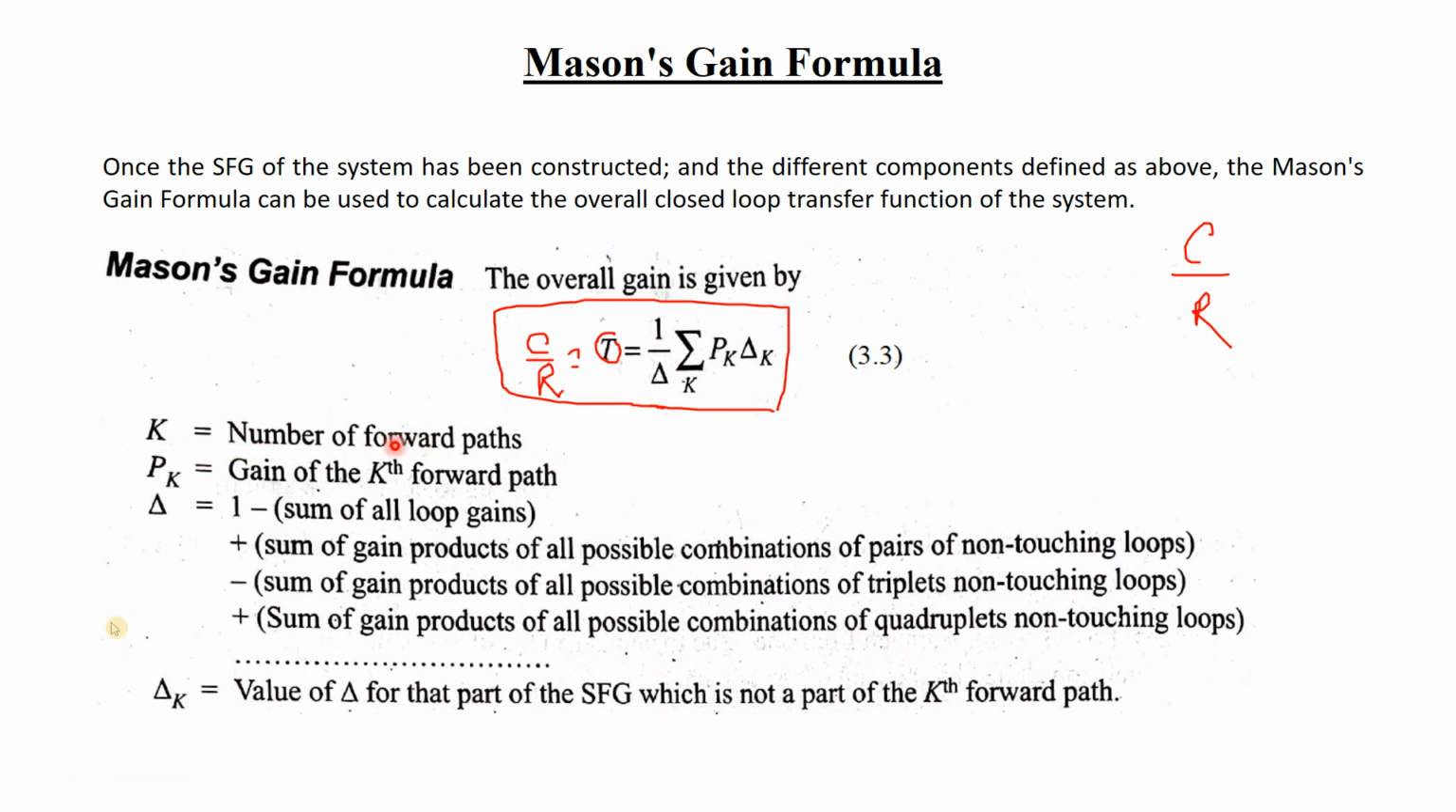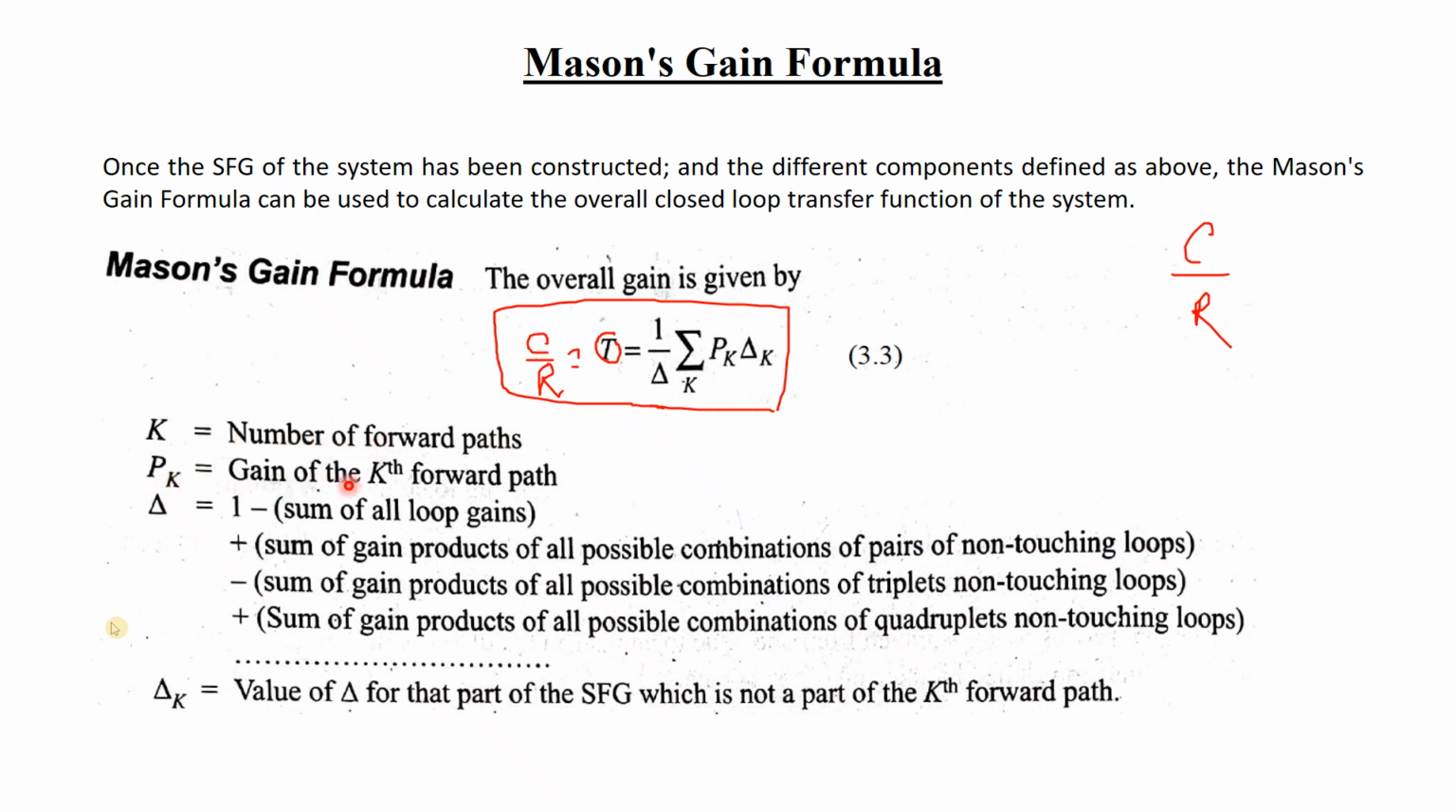Now what is K, what is P, what is delta, that you have to know. Now K means the number of forward paths. That means how many forward paths are there. This is the step 1 you have to write down. That is why I was telling that the first step is how many forward paths are there, the second step is how many loops are there, then how many touching loops and non-touching loops, then find the gain of all the different paths. So number 1 is very important now, forward path. How many forward paths are there and what is the gain of the forward path.